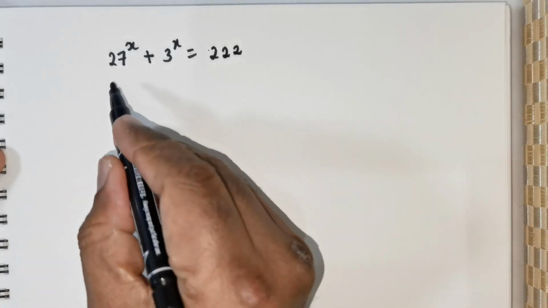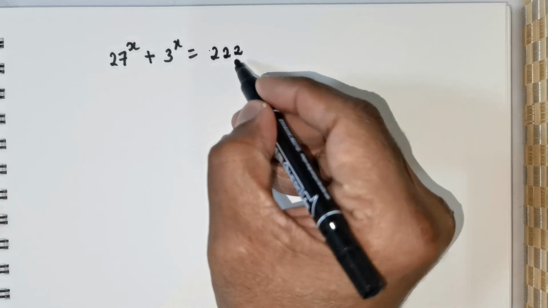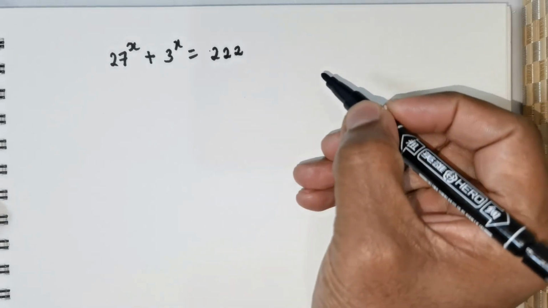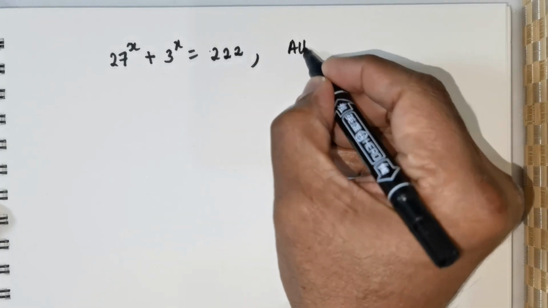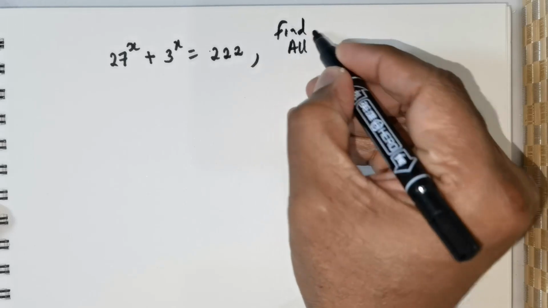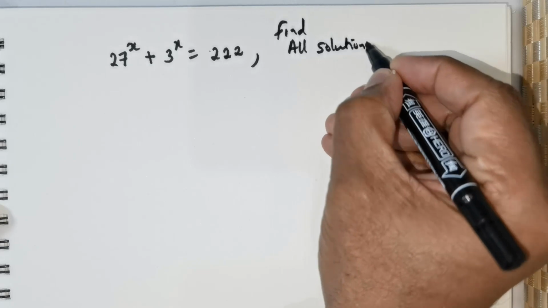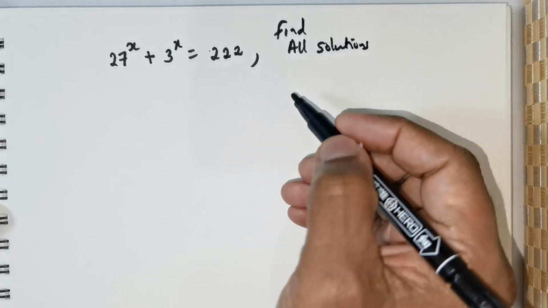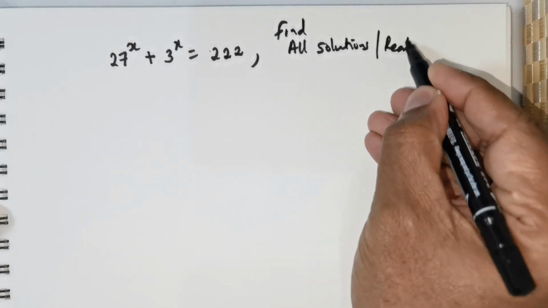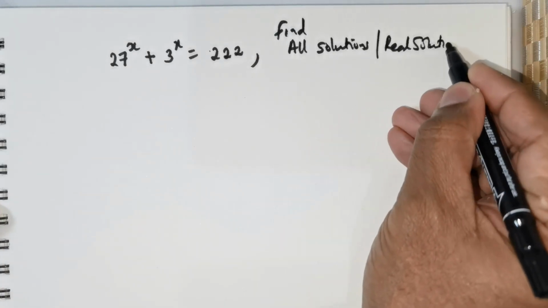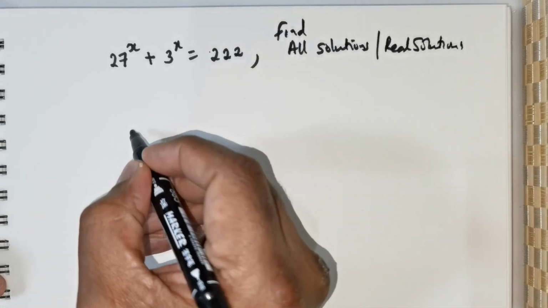How to solve 27 raised to the power of x plus 3 raised to the power of x is equal to 222. Good day everybody, and let us find all solutions. So that is the requirement. Find all solutions. There are two ways in which this question can be asked. One is to find all solutions, or they might even ask you to find only real solutions. So let us start in solving this question.